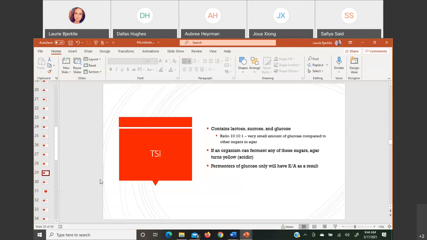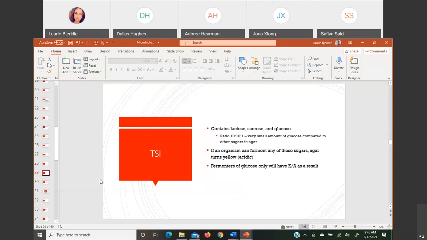All right, and then the old school testing of TSI and LIA. Again, these aren't really done in the labs anymore because we have these nice instruments, but for boards, you still have to be familiar with some TSI and LIA results. TSI is triple sugar iron agar, so it contains lactose, sucrose, and glucose. That's why it's triple sugar. If an organism can ferment any of those sugars, it will turn the agar yellow, or acidic, which we call A, the letter A, for yellow color. If they only ferment glucose, then it's an alkaline purple result, so K.